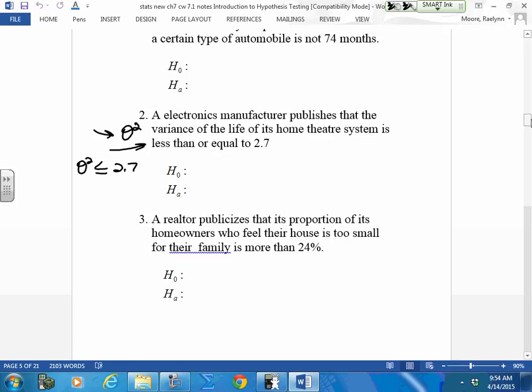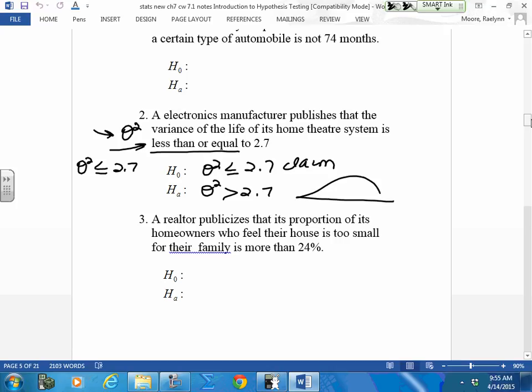Good. We followed the statement. Now, that has an equal sign. Which one does it go to? Good. Now this one happens to be the claim, and we write next to it claim. So its complement would be greater than. Good. And its complement has no equal sign in here, and your tail test follows your HA, the one without the equal sign. It's pointing to the right. Good. Okay, last one.